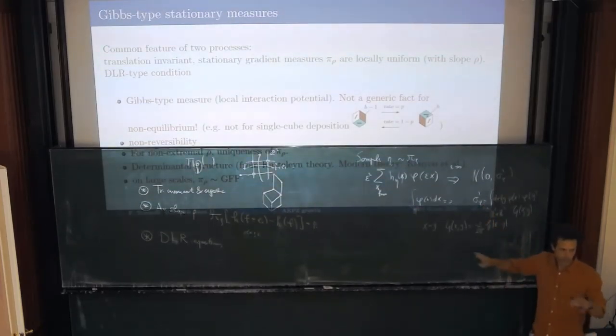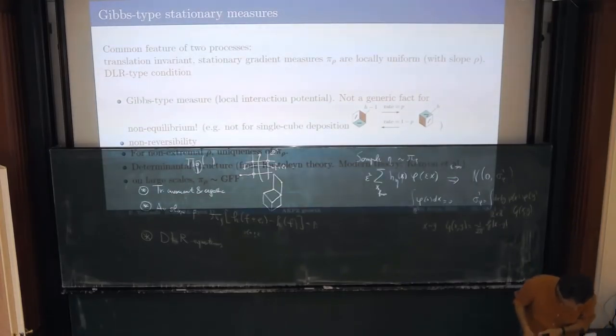On large scales, these measures look like Gaussian free fields. In particular, the roughness exponent alpha is zero. You have logarithmic correlation. Okay, so this was my answer to the question.